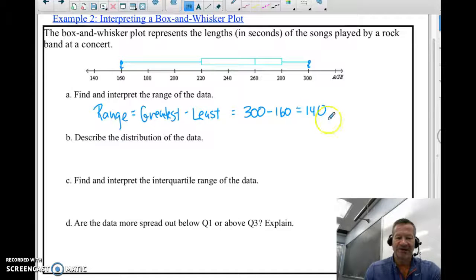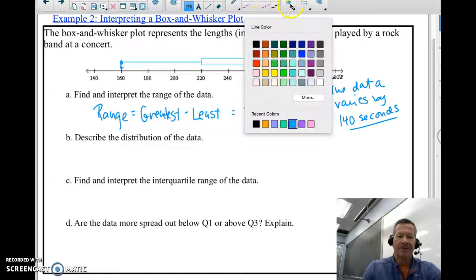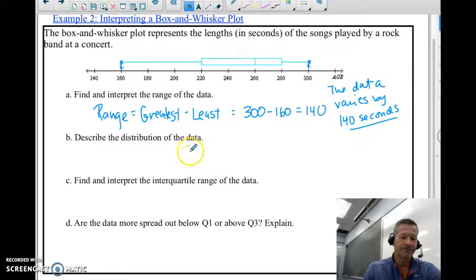Now that is the range, so interpret it. Well, the data varies by 140 seconds. Remember these numbers all stand for the lengths of rock songs in seconds. So the data varies by 140 seconds. The difference, in other words, between the greatest and least is 140 seconds. So that is question number 1. Let's try number 2, or B.